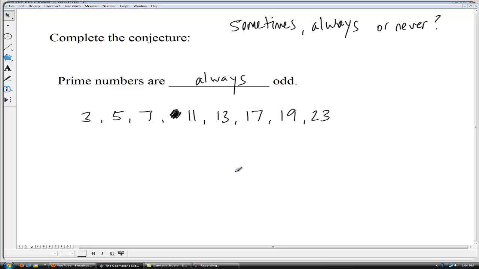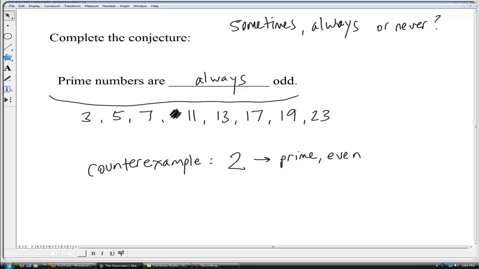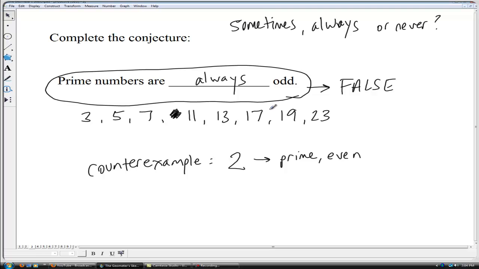And now there's some smart person out there who is immediately thinking of a counterexample. So my counterexample for this conjecture is the number 2. It is prime, and it's also even. So what we just did is we just proved this conjecture to be false. So if we are going to do any proving, it will be to prove a conjecture false with a counterexample.